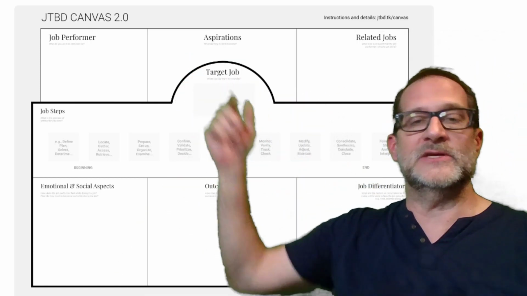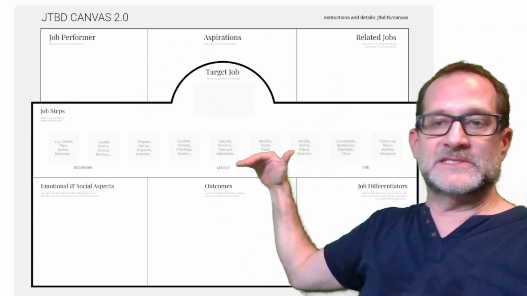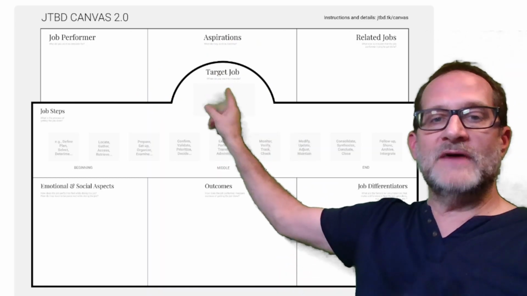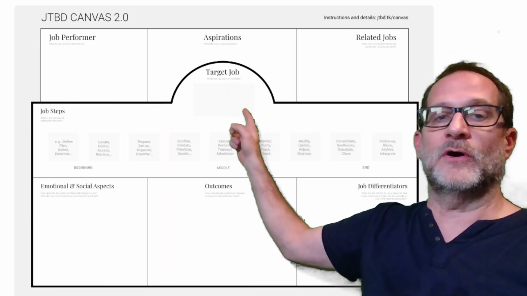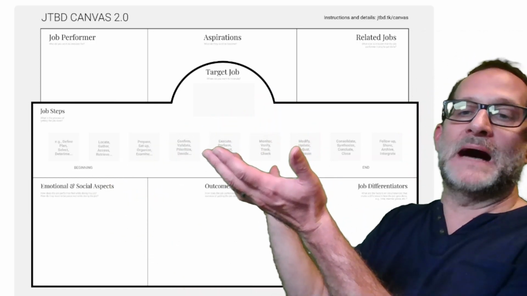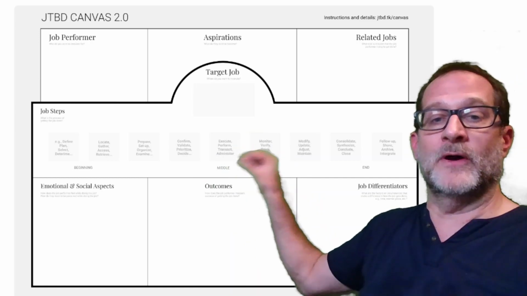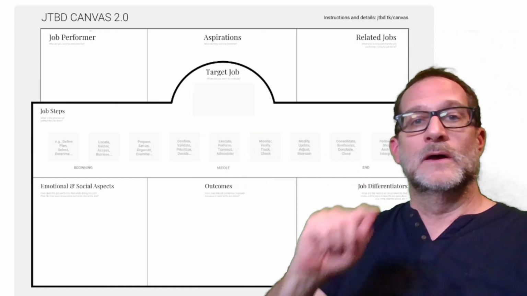What are your aspirations? And that helps you validate and form your top-down decision. Once you have that target job, though, that becomes our focus. That's the focus of all of the other research. And these elements down here represent what I call bottom-up elements because those come from going out and talking to job performers. First, you have the job steps.